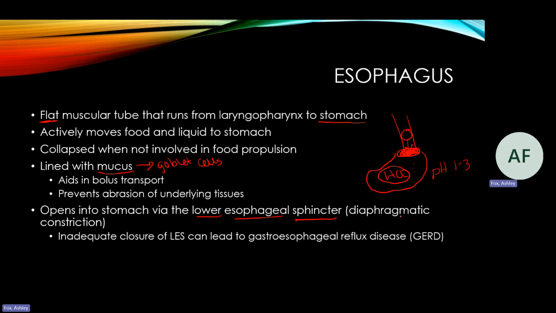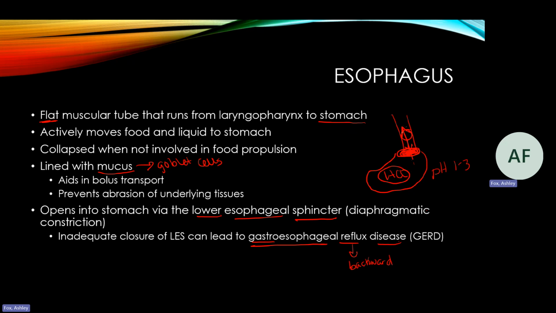So inadequate closure of the lower esophageal sphincter. If you have a little bit of a hole or an opening here, that leads to GERD, or gastroesophageal reflux disease. Gastro means stomach, esophageal means esophagus, and reflux means it's going backwards. So what's happening with GERD, or you can think about it as heartburn, is the sphincter isn't closing as much. Well, hydrochloric acid's going up that way.